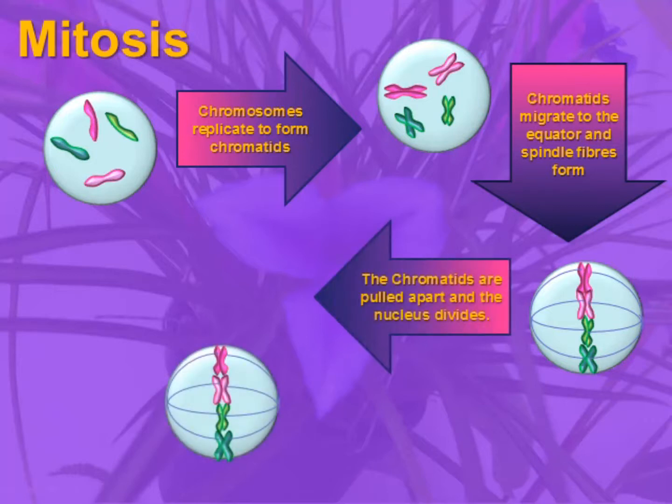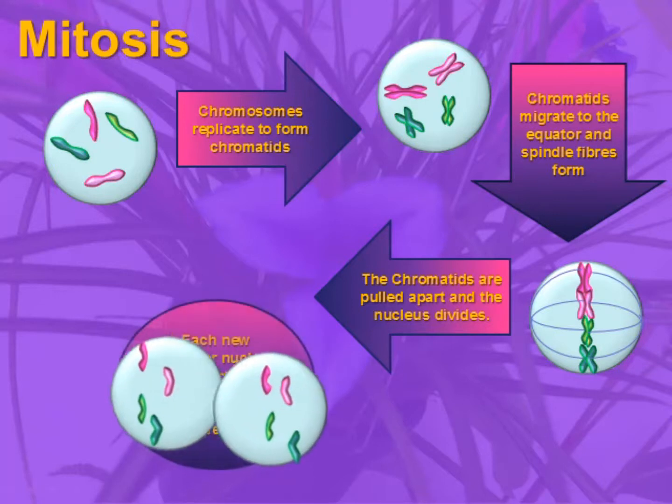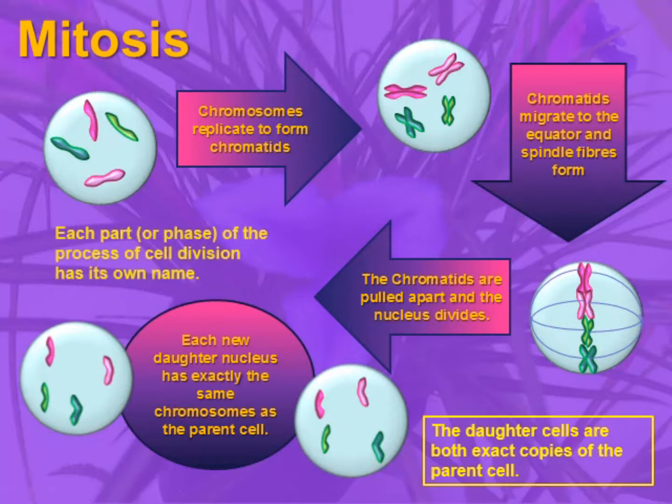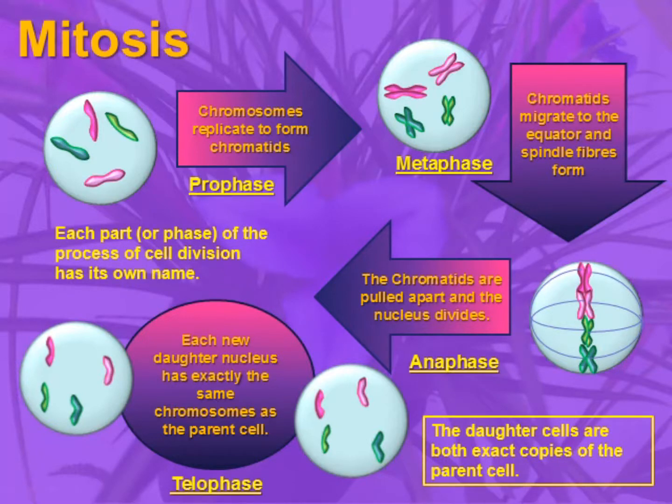And these spindle fibers are like small wires that attach to the chromatids, and they can pull those apart as the cell divides, and that way you have one complete set of genetic information in each daughter nucleus. And those daughter cells are exact copies of the parent cell. They have exactly the same genetic information.